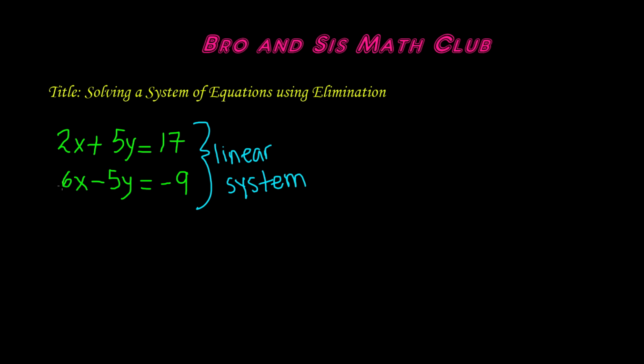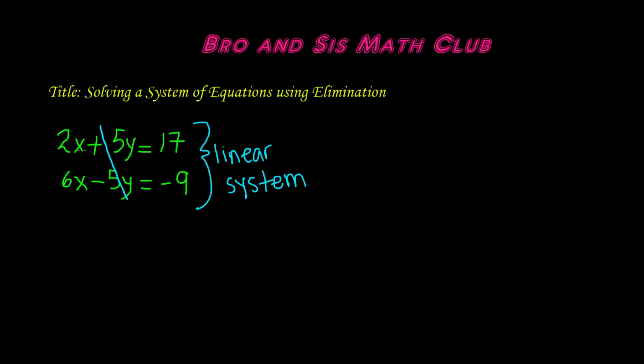So in this case, here we have a linear system of equations: 2x plus 5y is equal to 17 and 6x minus 5y is equal to negative 9. Here we have the like terms, which are 5y and 5y, but notice that the signs are different, positive and negative. If you have the same term with different signs, they will eliminate or cancel each other out, because think of it as this: you have 5 apples and you eat 5 apples, then you're left with nothing, which is 0. So positive 5y and negative 5y cancel each other out.